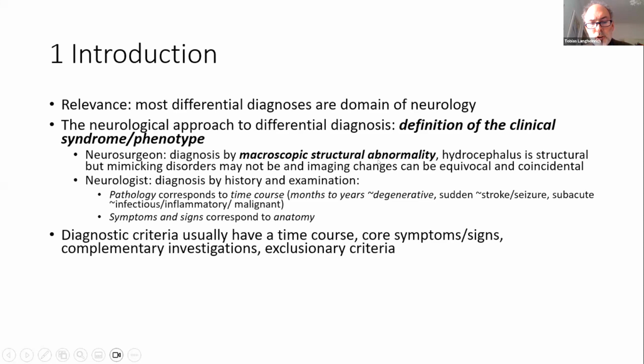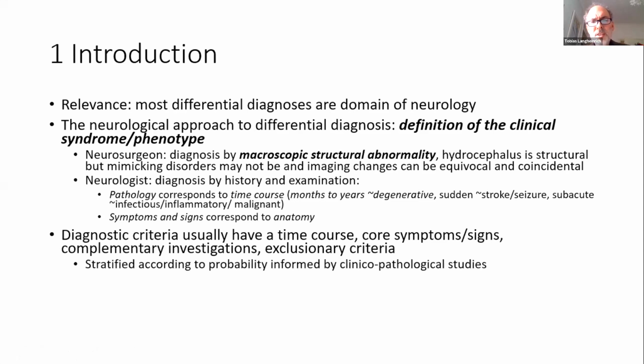Now, neurologists work very much with diagnostic criteria. So these clinical syndromes have informed diagnostic criteria. And within those diagnostic criteria, there's usually a time course. So for the purposes of normal pressure hydrocephalus, it has to have been going on for at least 6 months, etc. There are core symptoms and signs. Now, investigations are always complementary. They are never the core symptom in neurological disease. They're usually exclusionary criteria as well. And then all this is stratified according to a probability.